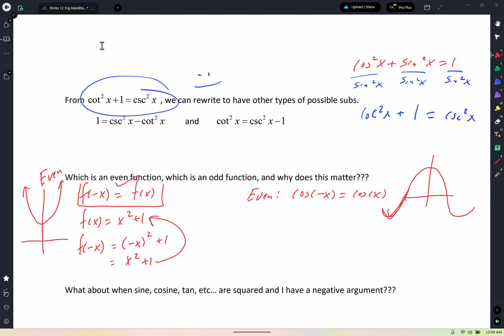Are you guys okay so far? Okay, if cosine is symmetric, that means its reciprocal is symmetric. What's the reciprocal of cosine? Secant. So secant of negative x does in fact equal secant of x.